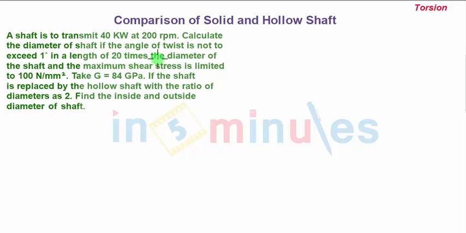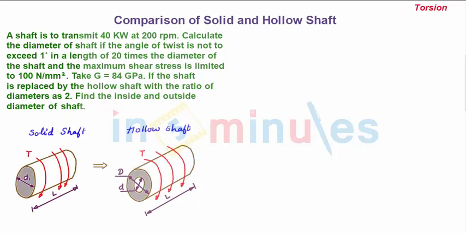Whereas then, if the same shaft is replaced by a hollow shaft with the ratio of diameters as 2, we have been asked to find the inside and outside diameter of the hollow shaft. So we show this solid and hollow shaft as solid shaft of diameter d1 and length l, which transmits torque T due to the power of 40 kW that is being transmitted. And then we have this hollow shaft which replaces the solid shaft, and the diameter of this hollow shaft is capital D and small d, which is external and internal diameter respectively, and the length being the same as that of the solid shaft, which transmits the same power or same torque as that of the solid shaft.